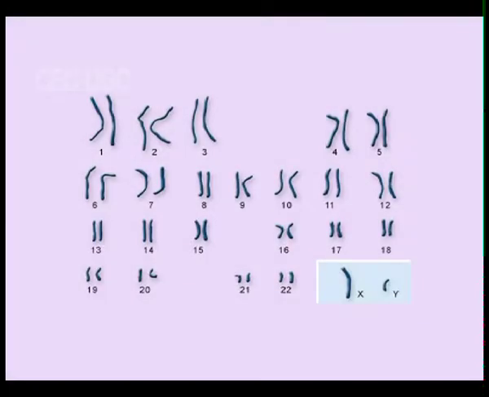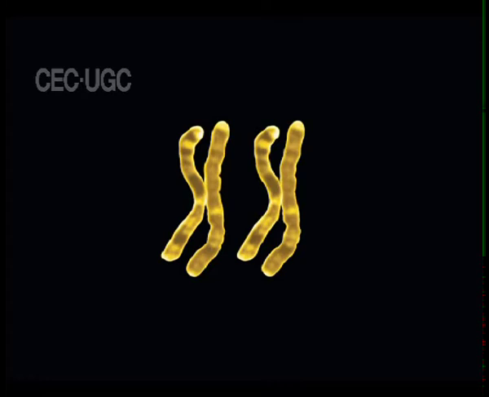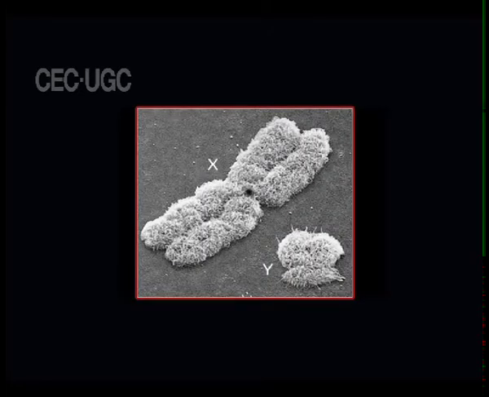Humans have 23 pairs of chromosomes, out of which 22 pairs are autosomes and one pair is the sex chromosome. A female has two X chromosomes, one from the mother and another from the father. A male has one X chromosome from his mother and a Y chromosome from his father. The pattern is referred to as XY.